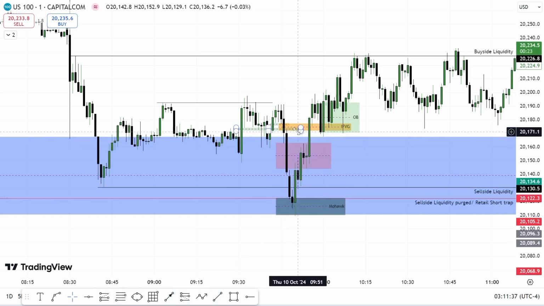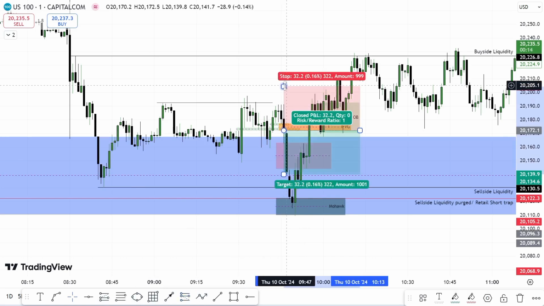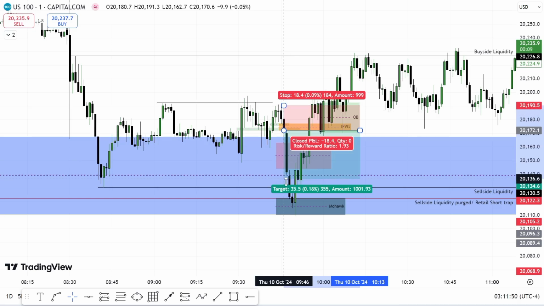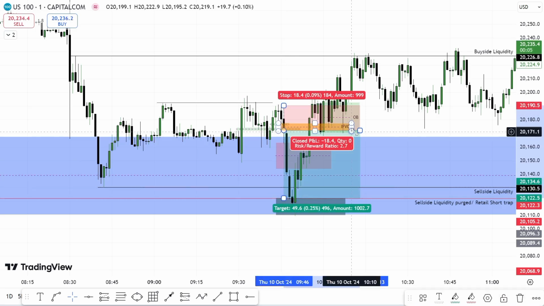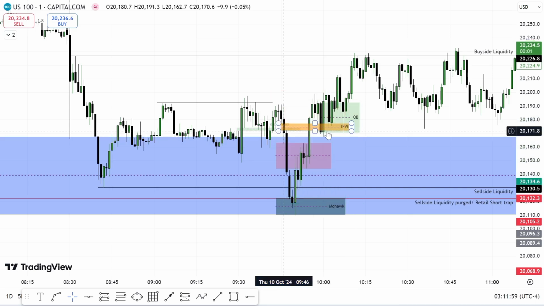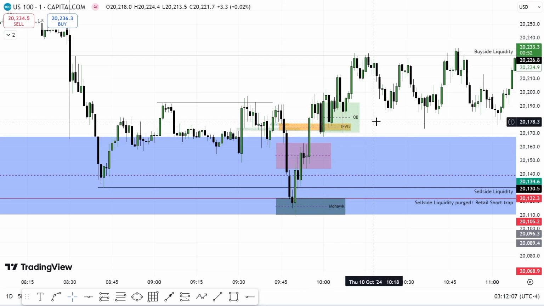If it had retraced to this bearish fair value gap, the setup would have looked like this: retracement back to this fair value gap, our stop loss just above here, and we'd be targeting this sell side. But you see how it did it so quickly without retracing to the bearish fair value gap. So once we have a sell side liquidity taken, I'm not interested in selling anymore. And once we have a buy side liquidity taken, I'm not interested in buying anymore.